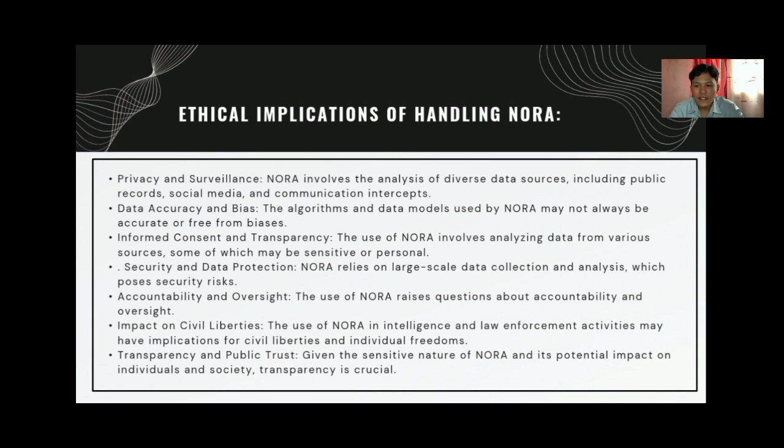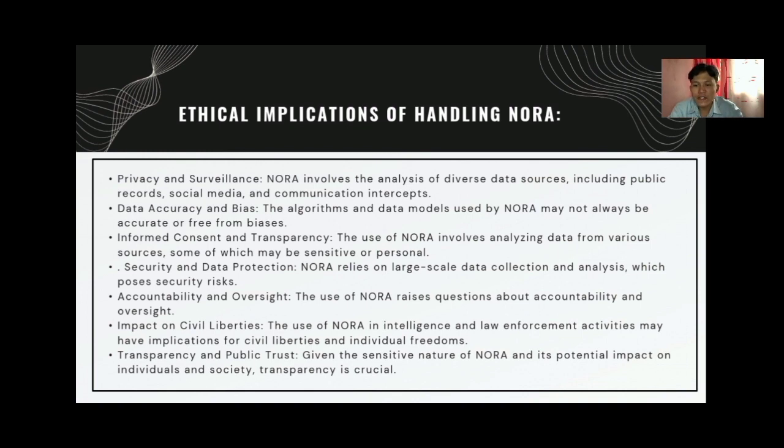Inaccurate or biased data inputs can lead to erroneous conclusions or unfairly target individuals or groups. Organizations must take steps to ensure data accuracy, regularly assess algorithmic biases, and mitigate any potential discriminatory effects.